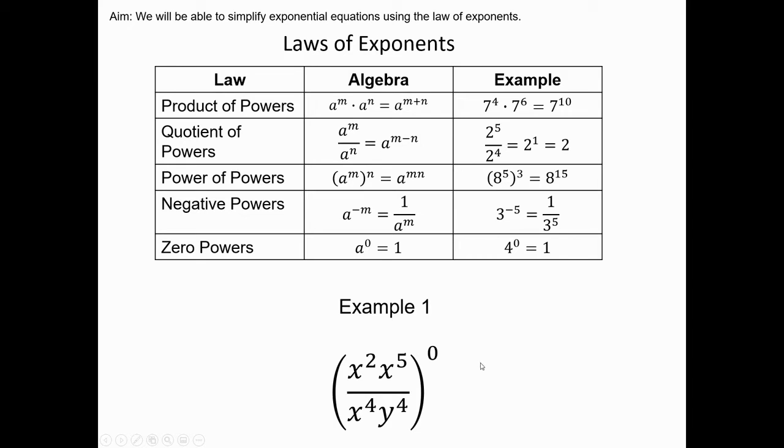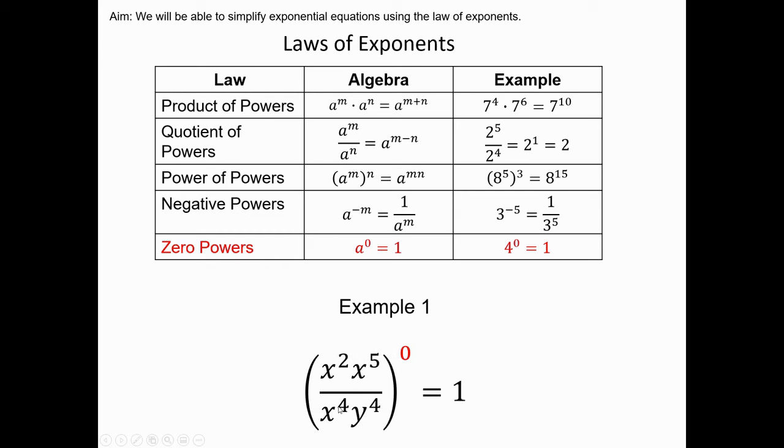So notice already, this looks like a big mess. I see some multiplication, so we probably have product powers. I see some division, probably quotient powers, but wait a second. There's a 0. Isn't that the zero power? So everything inside of here, doesn't matter what's in here, this whole thing becomes 1. That's it, you're done. Don't overthink that. If you see a zero power, it just turns the whole thing equal to 1. And that's it for example 1.